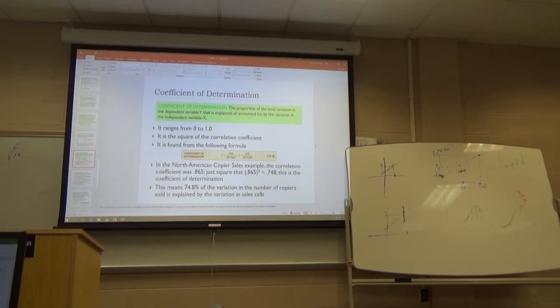What are we going to do? We're going to square the r, and we're going to do it in Excel. All right? Same thing. So the proportion of total variation in the dependent variable. So how much does your y vary given your variation in x? Okay, and it's a function of the spread, isn't it?